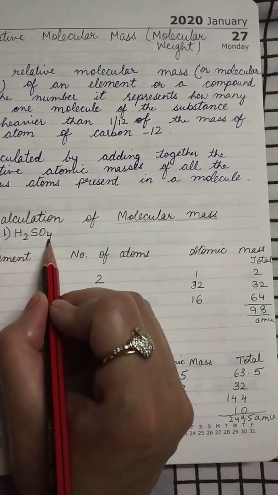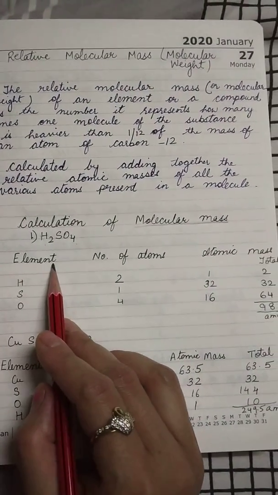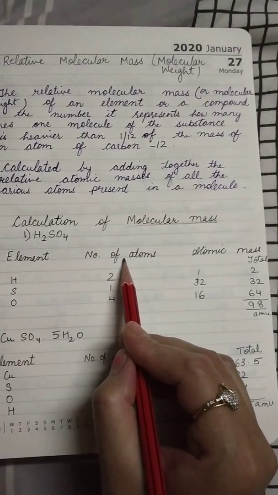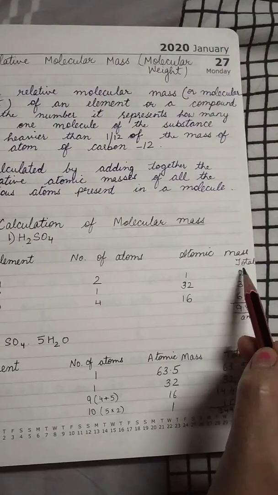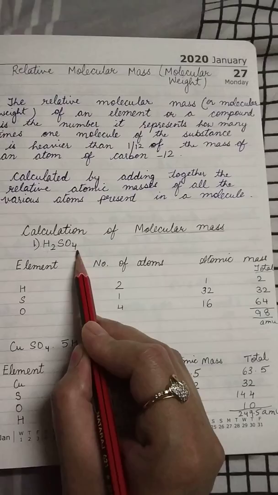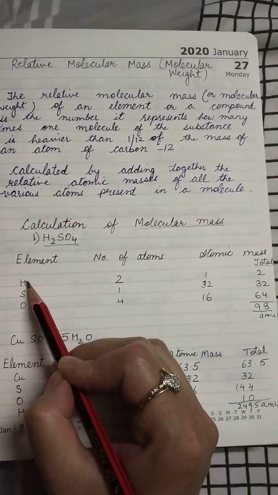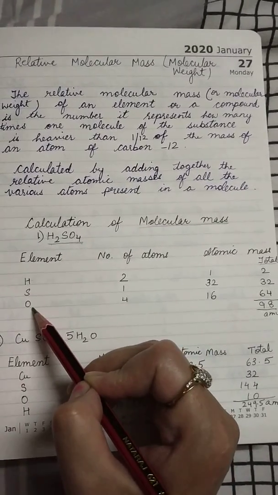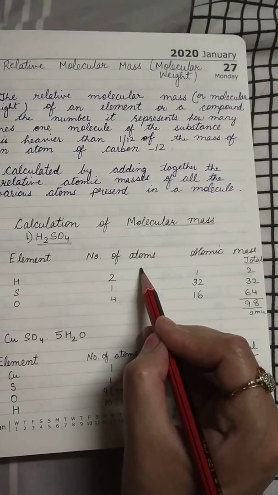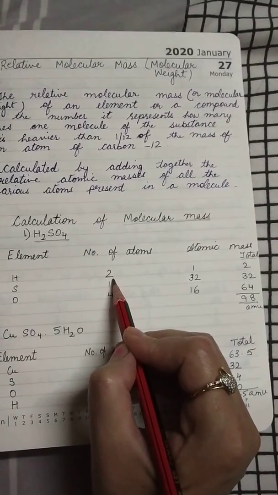First we have H2SO4, that is sulfuric acid. Now first we'll be making a table. First will be element, second number of atoms, atomic mass, and then the total. Now in this compound, what all elements are there? We have hydrogen as H, then sulfur, then oxygen. Then in the second column we have to write the number of atoms.